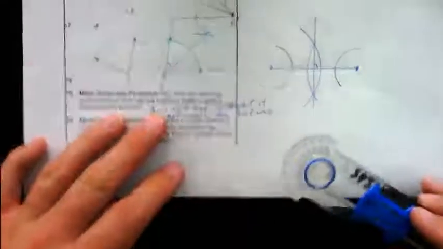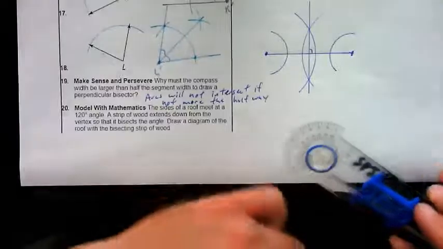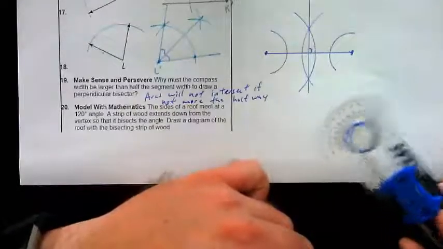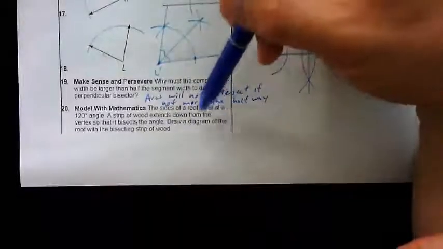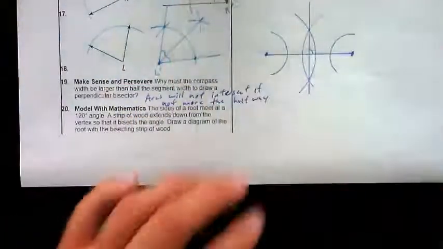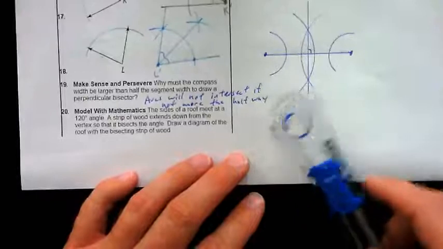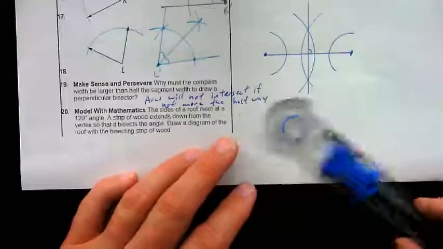Alright. So, this is getting a little more complicated. We actually have not done enough to do that one yet. We will, but not for this test. You will not have to do that. You'd have to know how to create a 60 degree angle. I'll show you real quick how you can create a 60 degree angle.